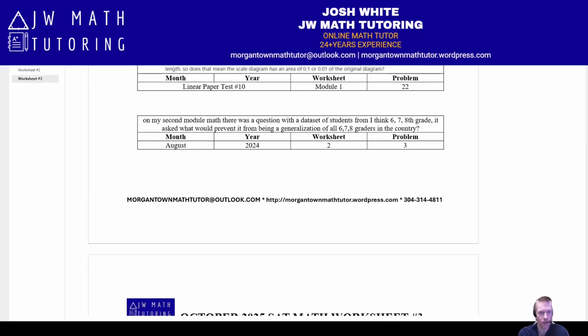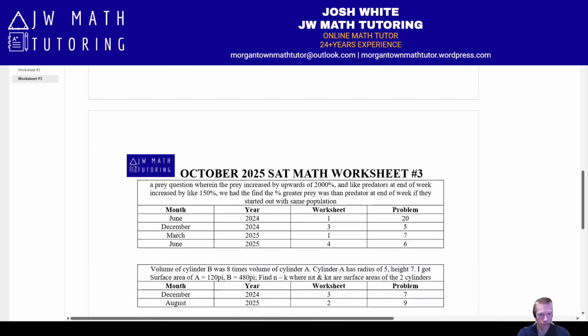Okay, next, there's a question about generalizing survey results to groups of people or students or whatever. In other words, you randomly select students who participate in a survey, and it wants to know what's the largest group of people you can generalize the survey results to. Go to August 2024, worksheet number 2, problem number 3 to see a very similar problem to this.